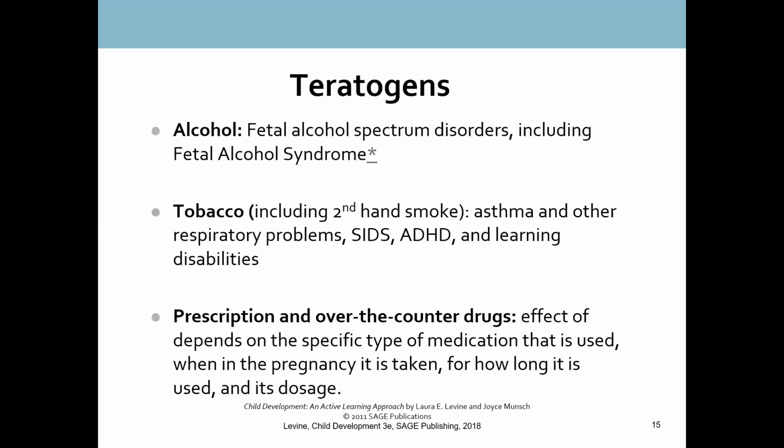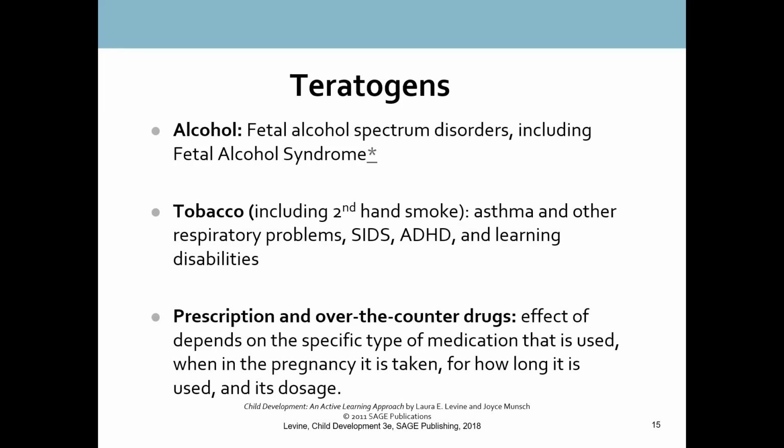Then there are prescription and over-the-counter drugs. Oh, actually, let me add to that list for tobacco. I'm sorry, I just looked at my notes here. Other things are more likely as well. Miscarriage becomes more likely. Premature births, and also heart defects. The risk of those three things are also increased. Miscarriage, premature birth, and heart defects due to tobacco use or secondhand smoke exposure.